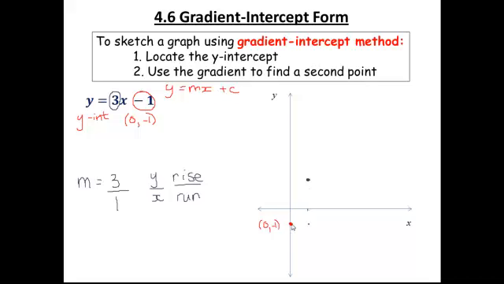Now what point is that? If I go over 1, my x-coordinate is 1. And if I've gone up 3 from -1, then my y-coordinate is 2. So that's my second point. And now I've got 2 points and I can sketch my graph. So just draw a straight line through and you're done.